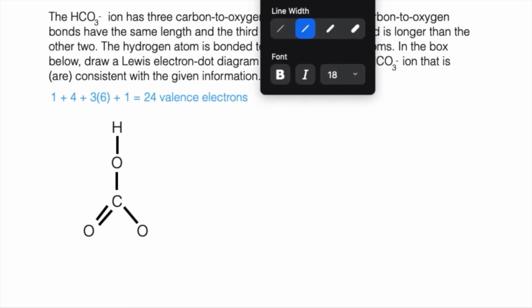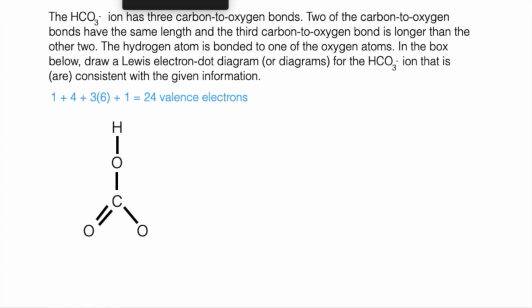Now I'm going to go ahead and fill in the valence electrons for this structure, so I'm going to fill in all the dots, and I'm going to be right back.